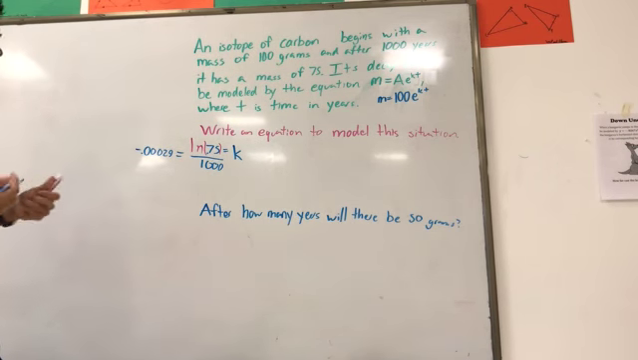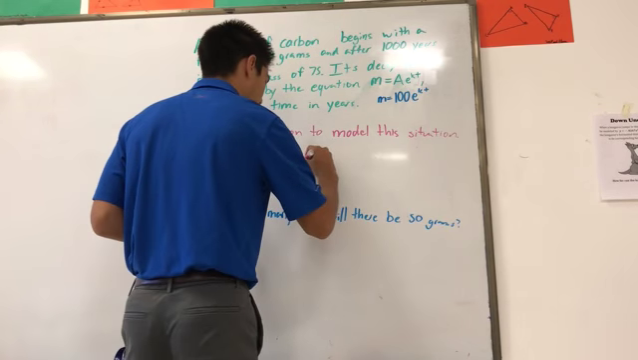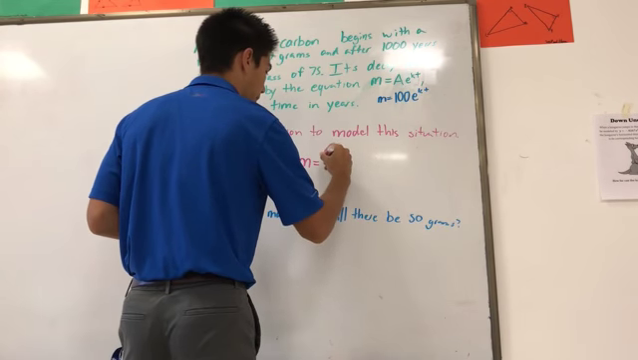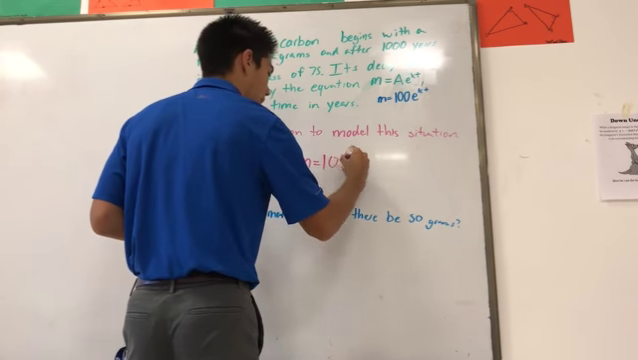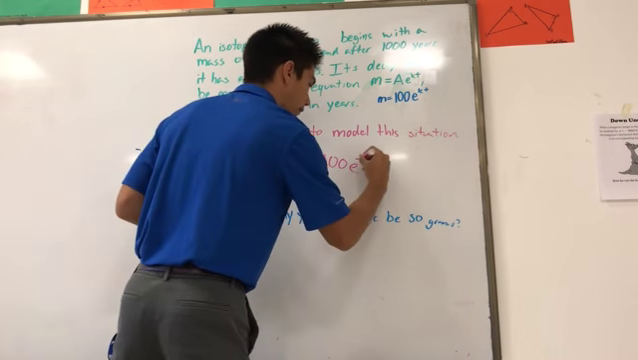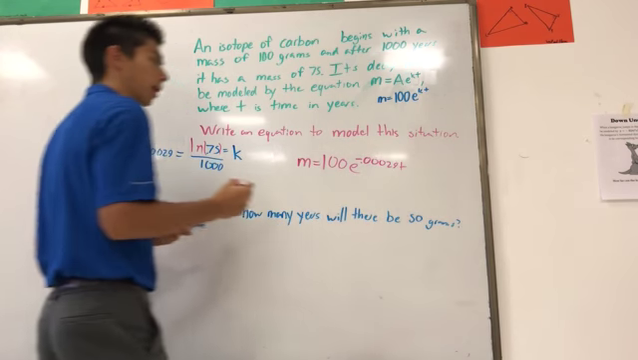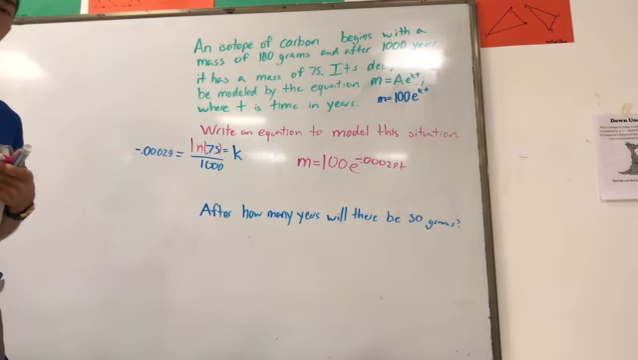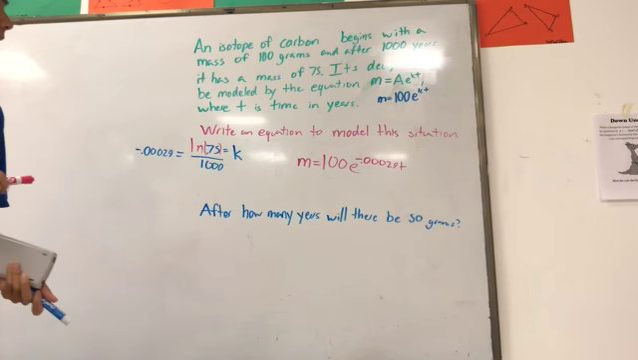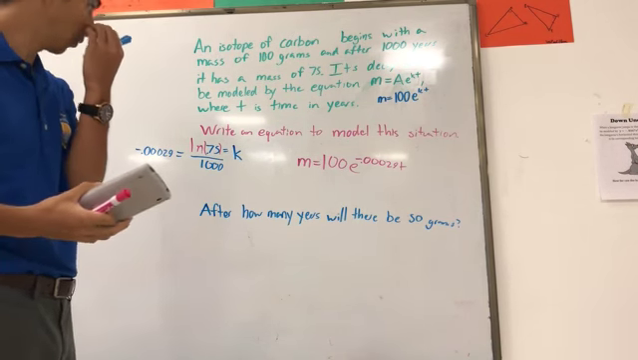So now I have solved for k, which means that I can write an equation to model the situation. I know what k is, it's over here. So now I'm going to say that the situation can be modeled by the equation m equals 100 e to the power of, k is negative 0.00029, negative 0.00029 t. That is my equation to model this. This would give me the amount of carbon that is left over after any number of years. Okay. Now that was step 1.